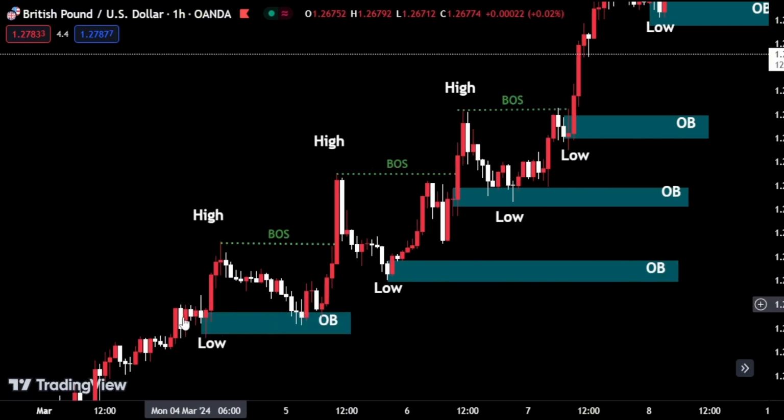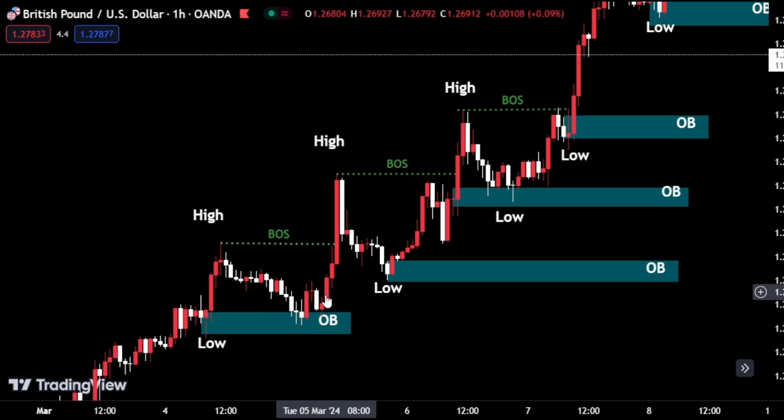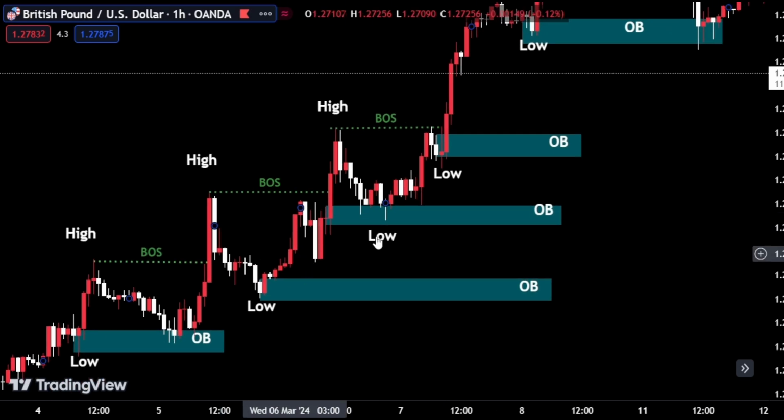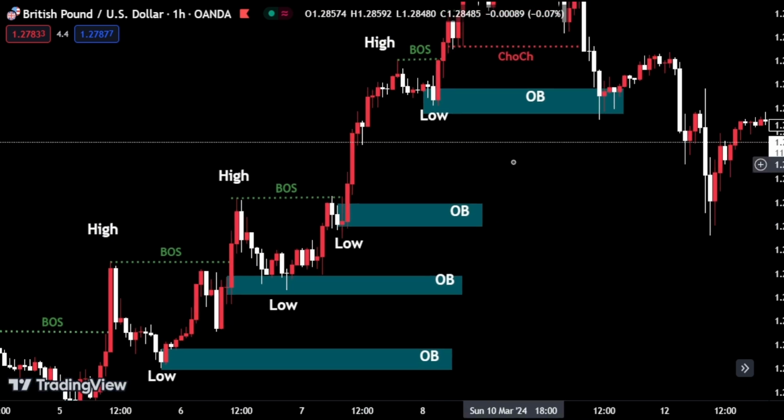Like here, we have another block. Let's start with here. We have another block, the market traded into it. We get our buy entries after the change of character, and the market went to the upside. So you just capitalize on that. All right. So you capitalize on the order block.